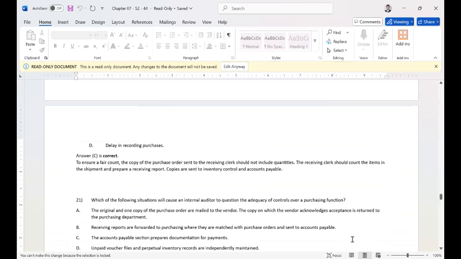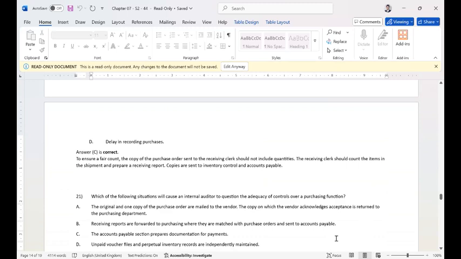Question number 21. Answer to question number 21.